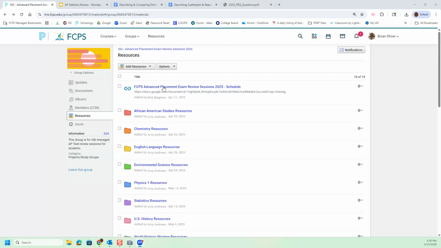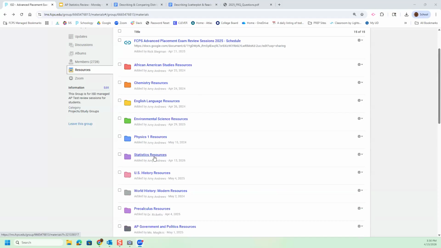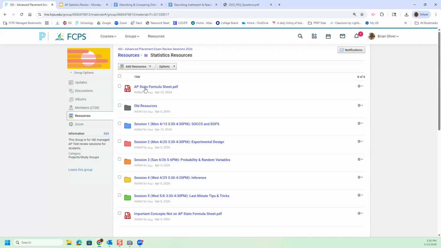Share screen. Okay, so first thing, hopefully you all know this site. This is how you got in here. Everything that I'm going to be talking about today is going to be in here under statistics resources. Copy the formula sheet for those who would like it. Old resources is from when I did this before. This is, I think, the third or fourth year I've done this. But go in here according to the sessions.